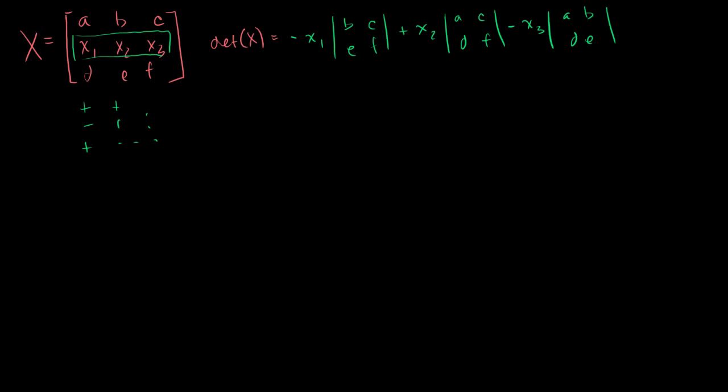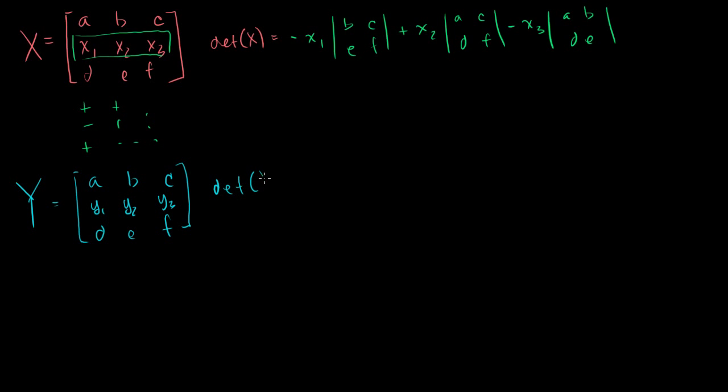ABDE. Now, let me define another matrix Y that is identical to matrix X, except for that row. So it's A, B, C, and then down here D, E, F. But that middle row is different. It's Y1, Y2, and Y3. What's the determinant of Y going to be?